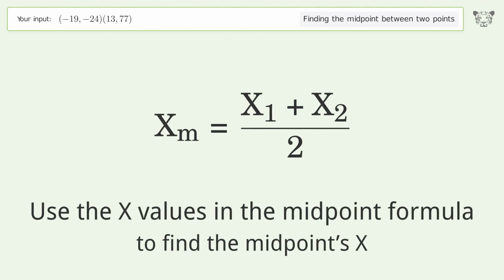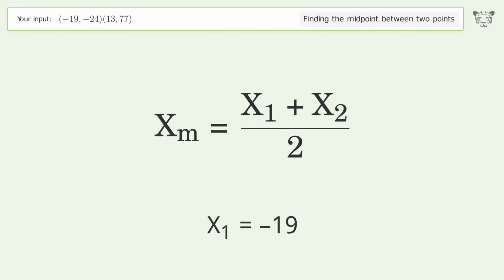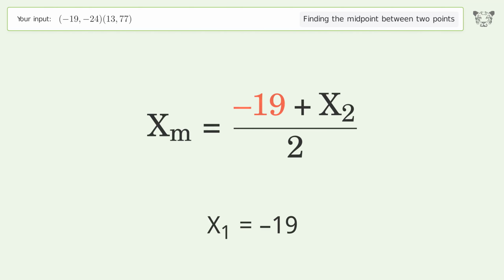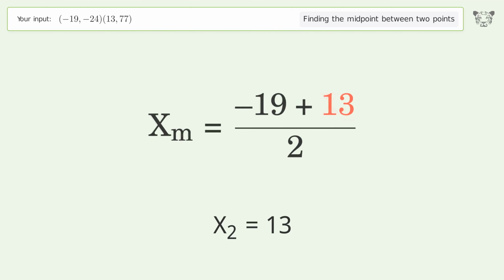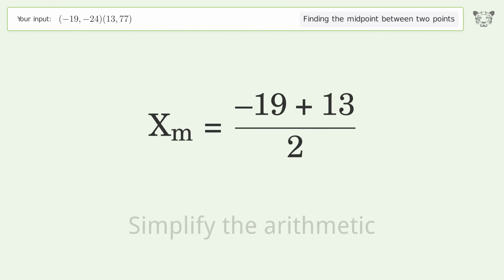Use the x values in the midpoint formula to find the midpoint's x. x1 equals -19. x2 equals 13. Simplify the arithmetic.